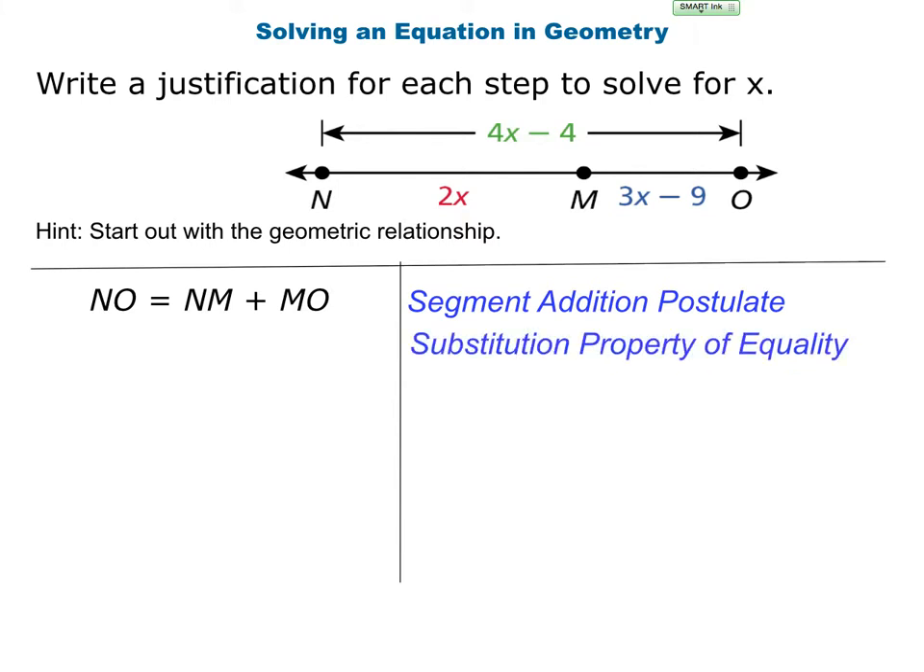Now we can substitute. Substitution property of equality. What can I substitute for NO? 4x minus 4. What can I substitute for NM? 2x. What can I substitute for MO? 3x minus 9. So put those in there.